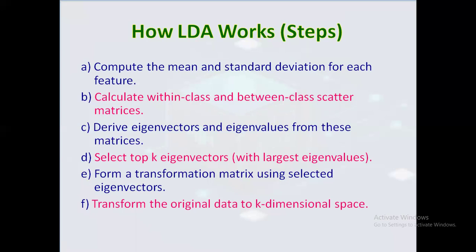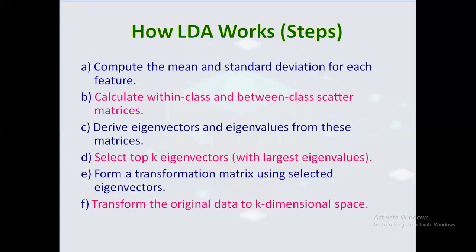The top k eigenvectors corresponding to the largest eigenvalues are selected to form a transformation matrix, focusing on the direction of maximum class separation. This matrix is then used to project the original data into a new space with fewer dimensions but better separation between classes. Finally, the transformed data can be used for classification or further analysis, now existing in a space where each class is more easily distinguishable.